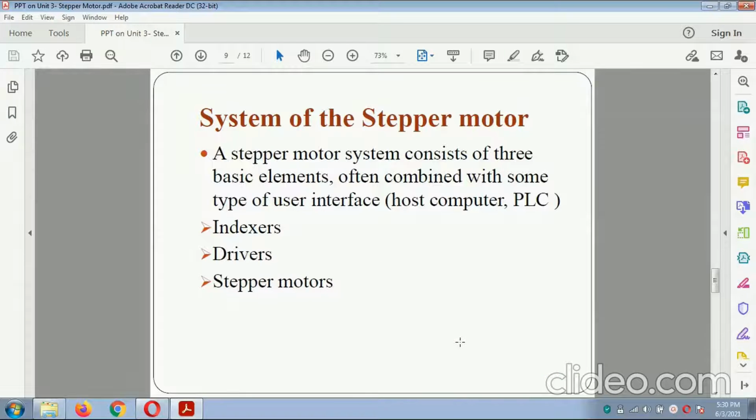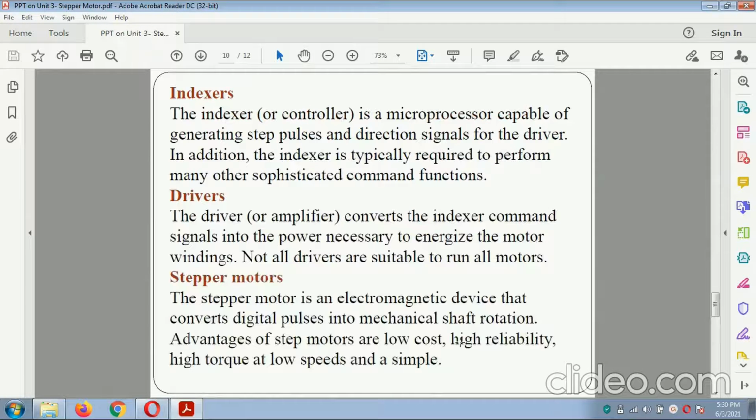The system of the stepper motor. The stepper motor system consists of three basic elements, often combined with some type of user interface: the indexer, driver and stepper motor. The indexer is a microprocessor capable of generating the step pulse and direction signal for the driver. In addition, the indexer is typically required to perform many other sophisticated command functions. The driver converts the indexer command signals into the power necessary to energize the motor windings. Not all drives are suitable to run all motors.